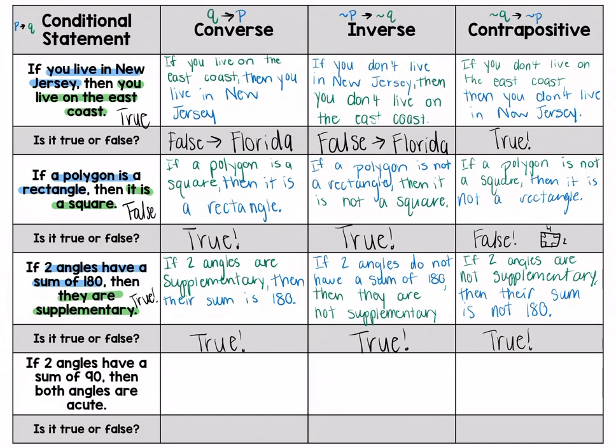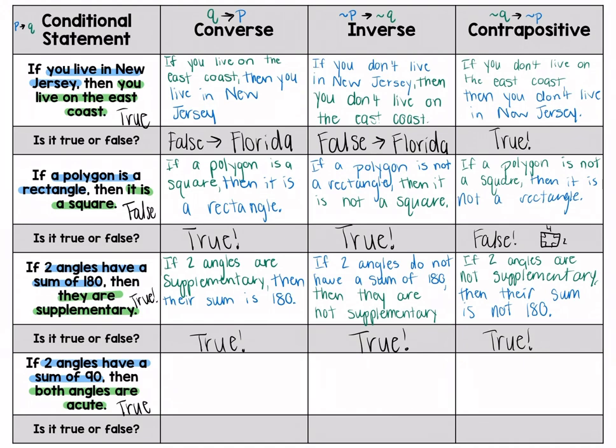So then let's look at the last one. If two angles have the sum of 90, then both angles are acute. So both angles are acute would be my Q, or my conclusion, and then my hypothesis would be if two angles have the sum of 90. And is that a true or a false statement? That's true. If the angles have a sum of 90, then both angles are acute, because if their sum is 90, both of them have to be less than 90. So that means that they have to be acute angles, because acute angles are angles that are below 90 degrees.